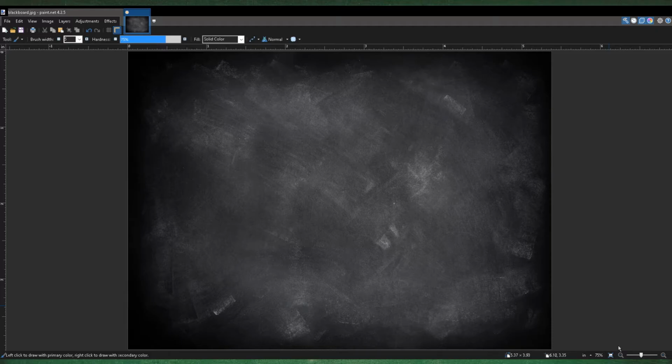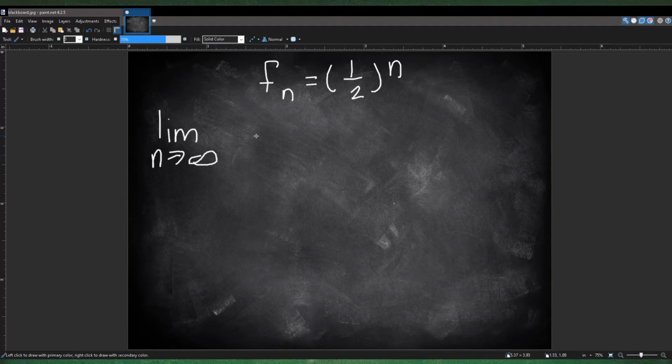So let's cover one more example, and let's say that f of n is equal to 1/2 to the power of n, right? 1/2 to the power of n. So is this converging or is this diverging? Well, to do this, we could use a limit, right? So as n approaches infinity, we have 1/2 to the power of n.